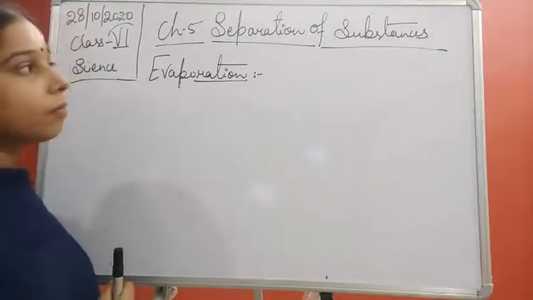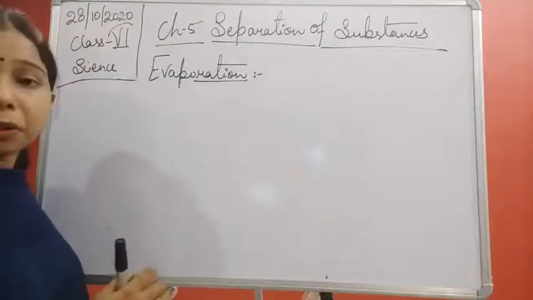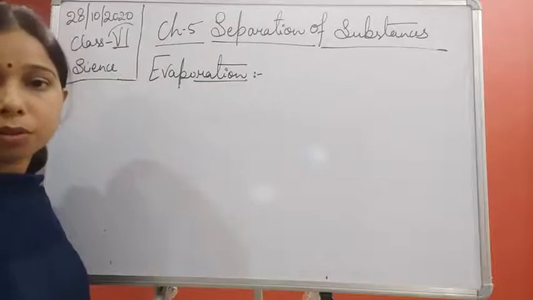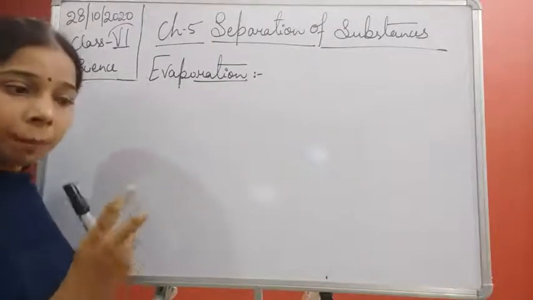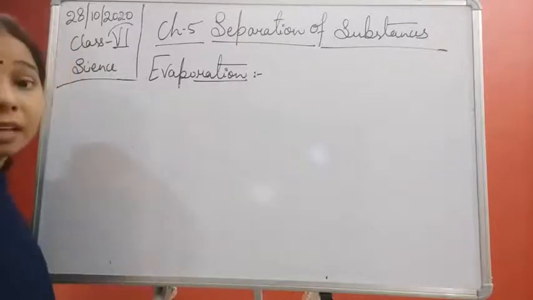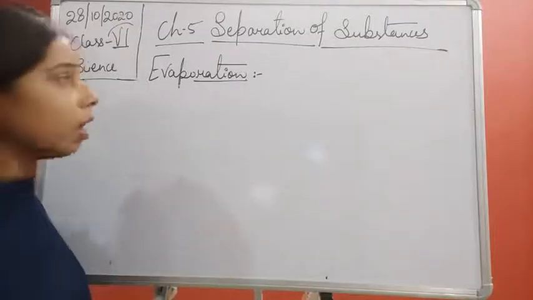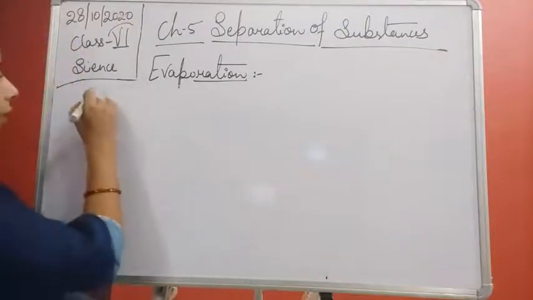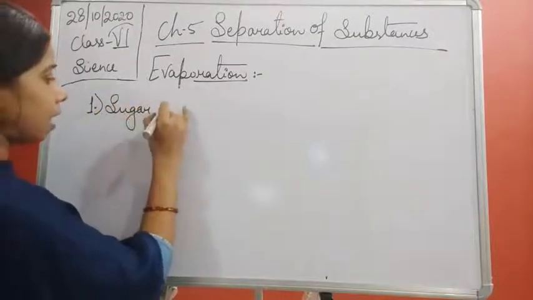Now you see, students, if you want to separate the sugar from the water, what will you do? You will simply take the mixture and heat it, then the water will evaporate and you will get the sugar in the form of crystals. Okay, so we can write the first example: sugar and water.